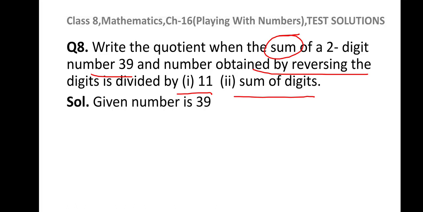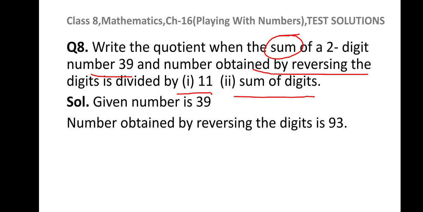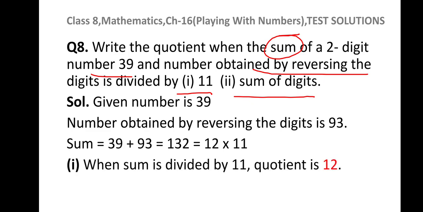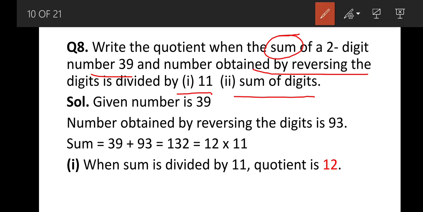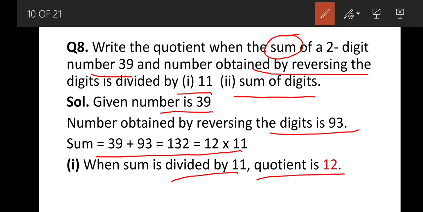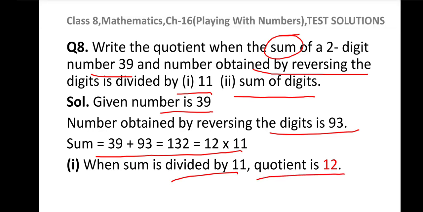Given number is 39, number obtained by reversing the digits is 93. Taking the sum 93 plus 39, it will be 132, that is equal to 12 into 11. First part is when it is divided by 11, quotient is 12. Simple as this. Given number is 39, reversing the digits 93, taking their sum 132, which can be further written as 12 into 11. When it is divided by 11, obviously the quotient will be 12. This is your first part.